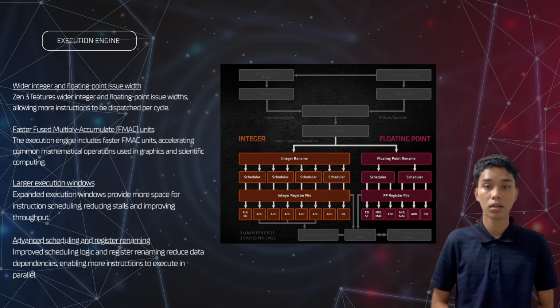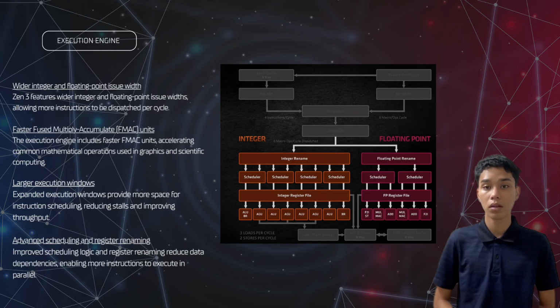At the heart of the floating point unit are faster fused multiply-accumulate, or FMAC, units. These specialized circuits are critical for tasks like graphic rendering, AI calculations, and scientific simulation. They perform combined multiplication and addition in a single, faster step. Zen 3 also features a large execution window. Think of this as a broader workspace where the CPU can line up and organize instructions before they run. A larger window means better scheduling, fewer delays, and smoother overall execution flow.